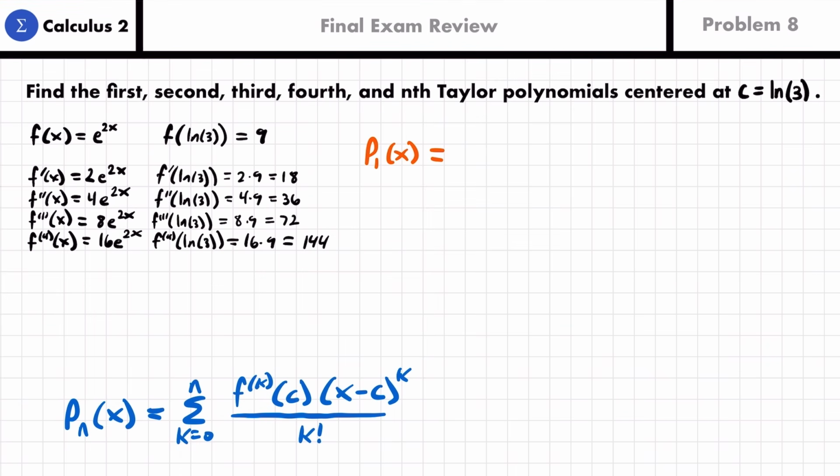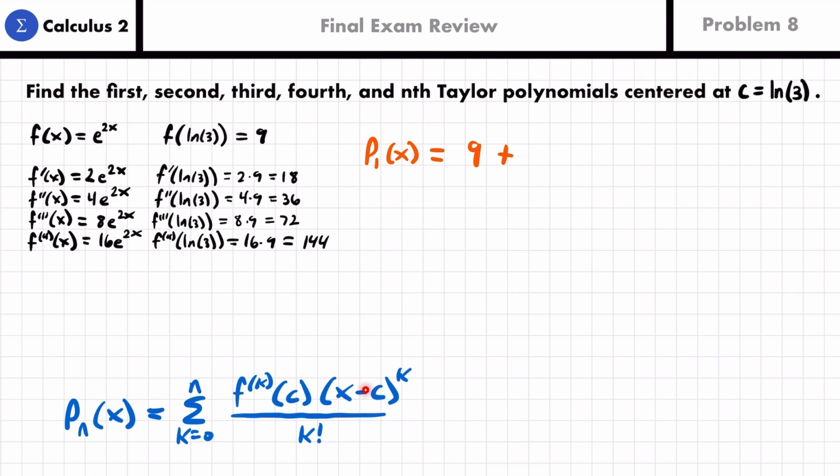So for k equals 0, you would have the 0 derivative, which is just the original function, so f of c, multiplied by x minus c to the power of 0 divided by 0 factorial. Now 0 factorial is equal to 1, and x minus c to the power of 0 is also equal to 1. Anything raised to the power of 0 will be 1. So that first term will just be equal to f of c, and f of c is our function evaluated at the natural log of 3, which is 9. So that first term will just be 9.